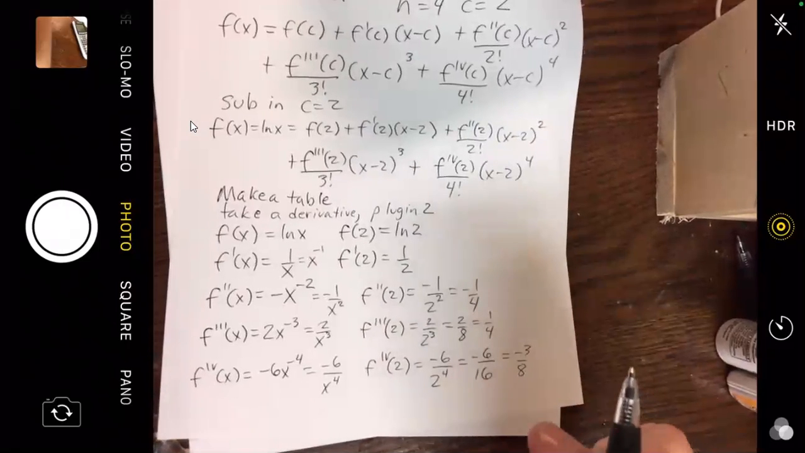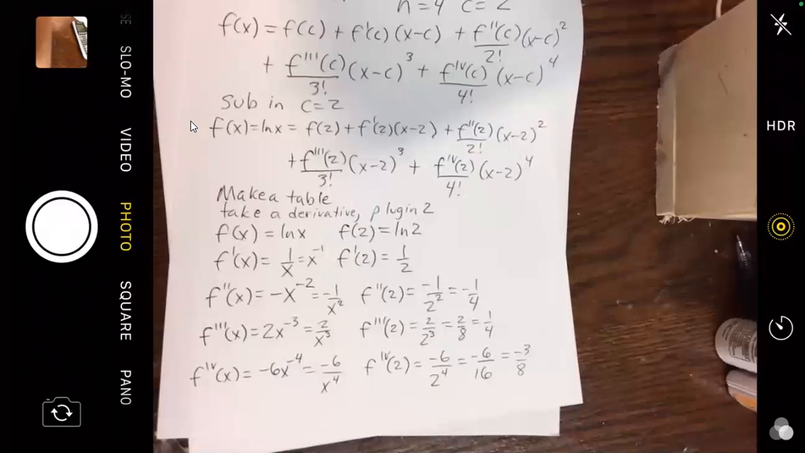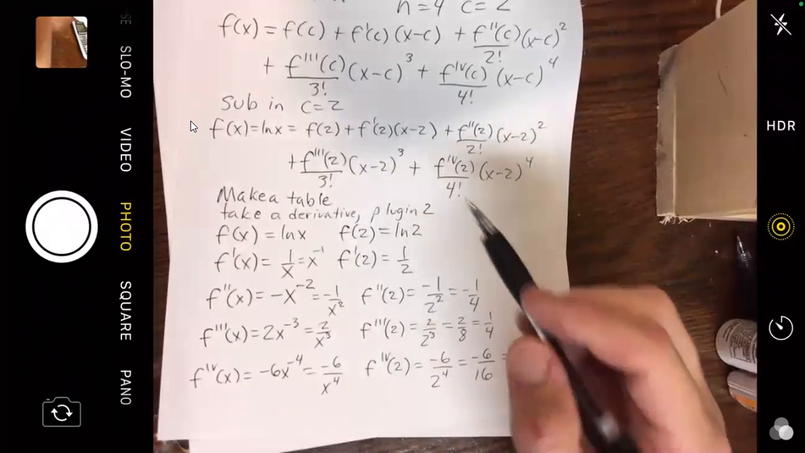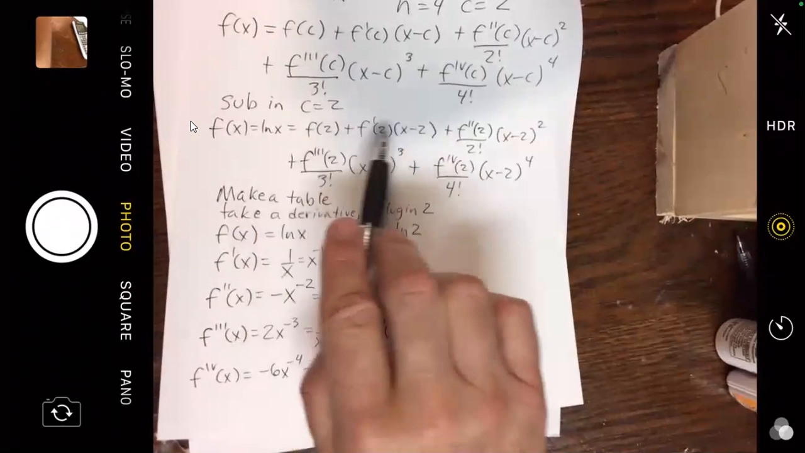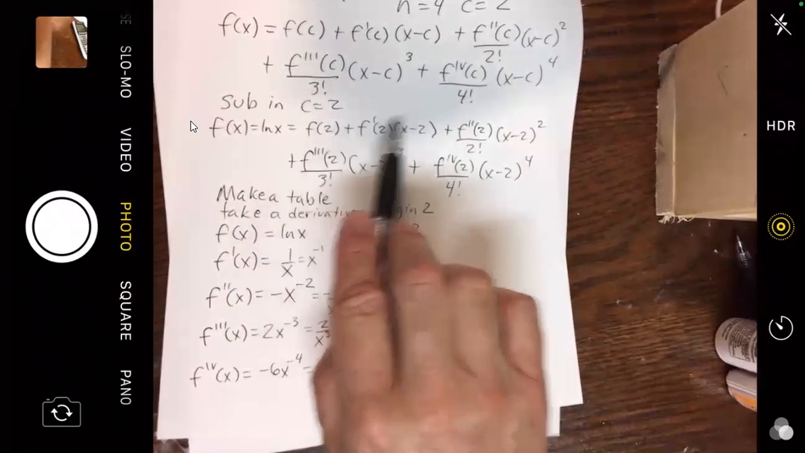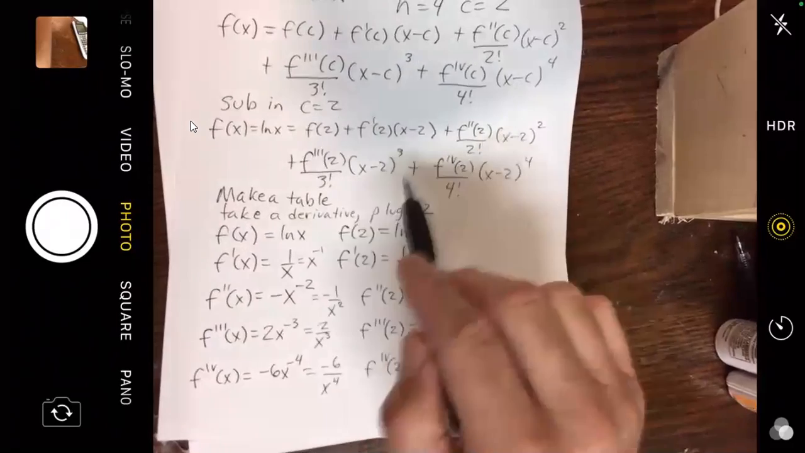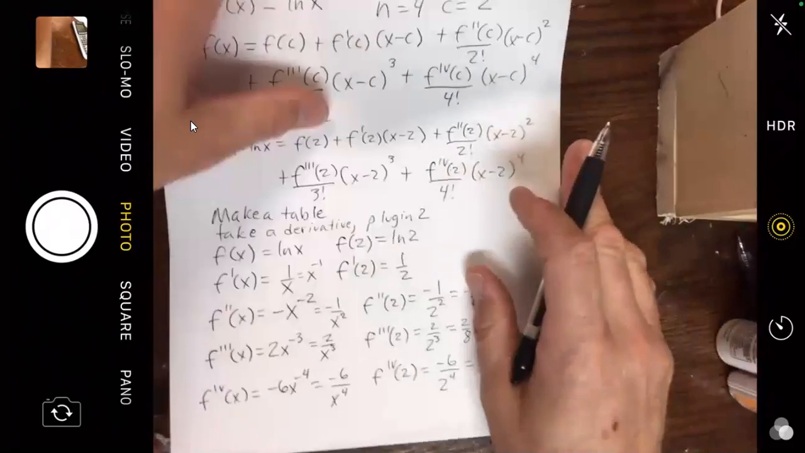I am now ready to plug and chug. Any questions before I plug and chug? It really is just a matter of replacing these f of 2, f prime of 2, just plugging in right here, right here, right here, right here, right here. And then you're copying out the rest of it. It's really that easy. I'll leave that on the screen while I do it, if I can.